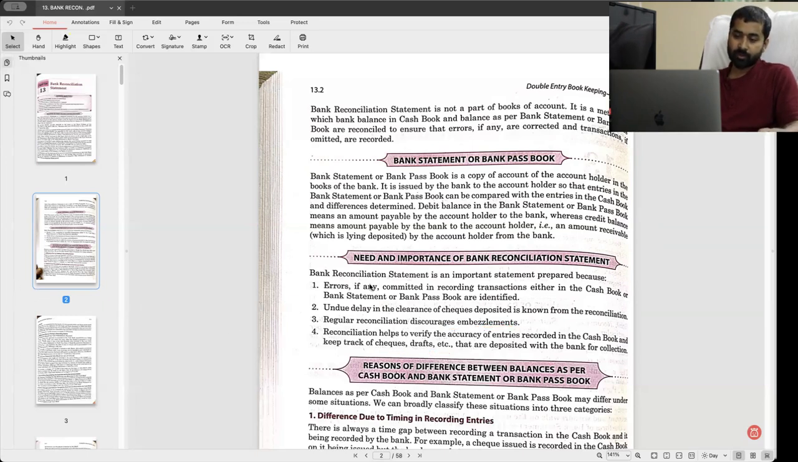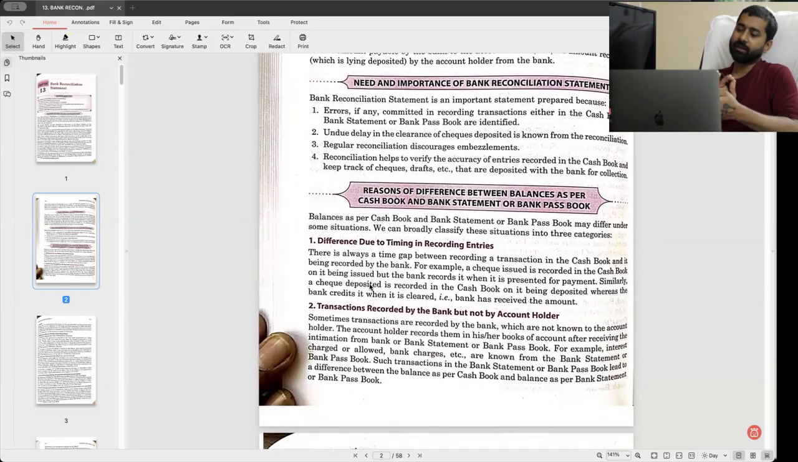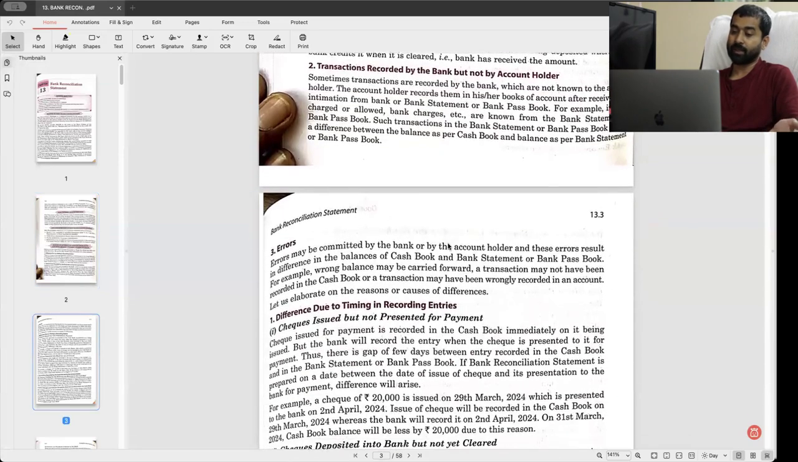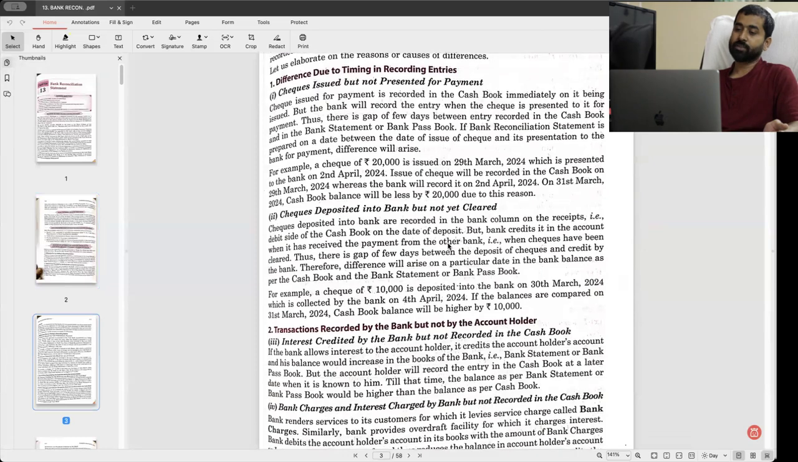Done. So these are the four main reasons behind why we are doing reconciliation. Okay. Now, the reasons for the difference between the balances as per the cash book and passbook. What are the reasons behind it? Why could that happen? How could that happen? We are going to see one by one.